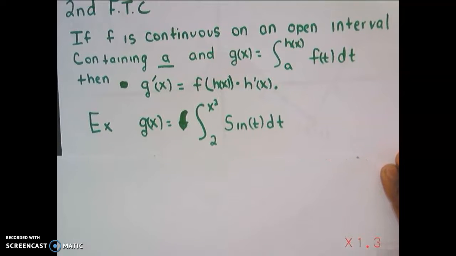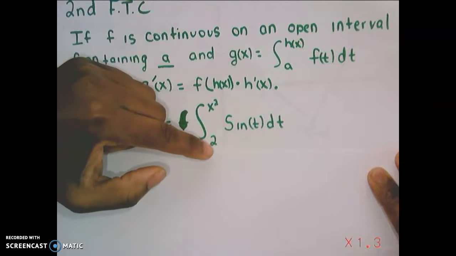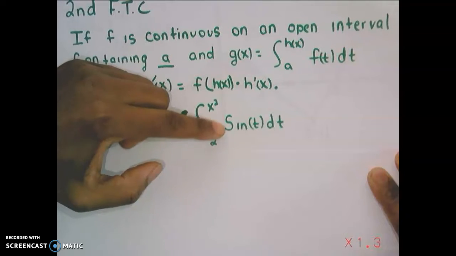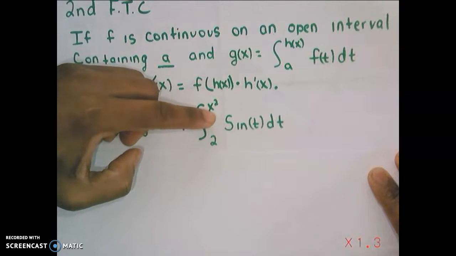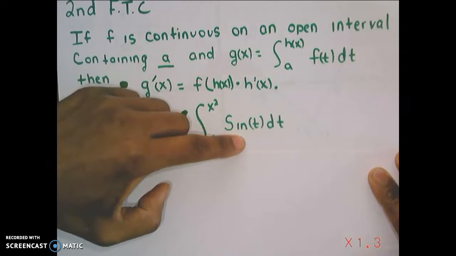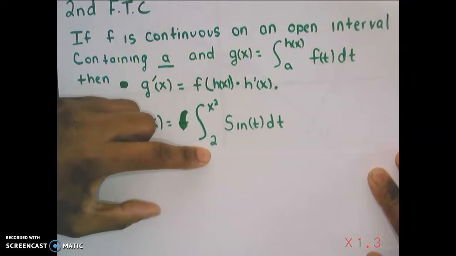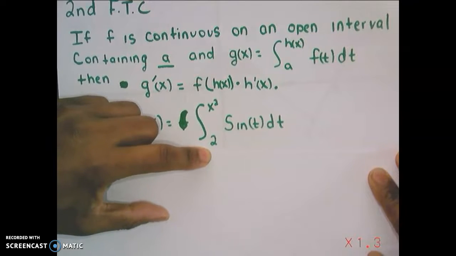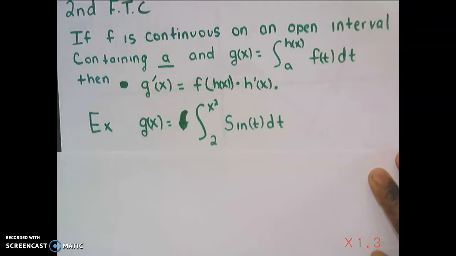We have g of x is equal to the antiderivative, and we're integrating, the integration from 2 to x squared. So we have a real number here, 2, and our upper limit is some function, x squared, and we're integrating the sine function, sine t dt. So the question is, is it going to be continuous on some open interval for the sine of t? Well, of course it will be, because the sine of t is actually continuous everywhere. So that's just a continuous function.